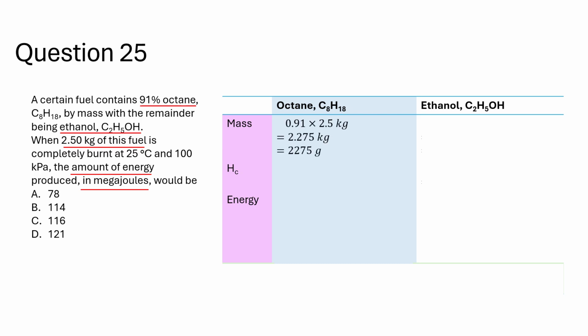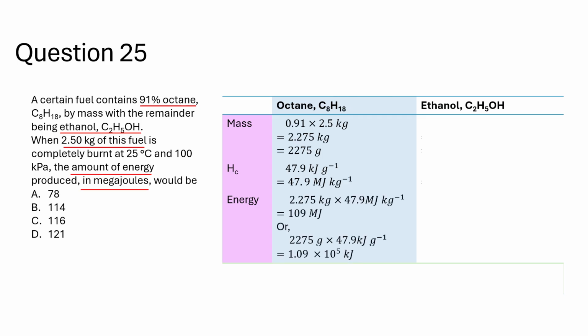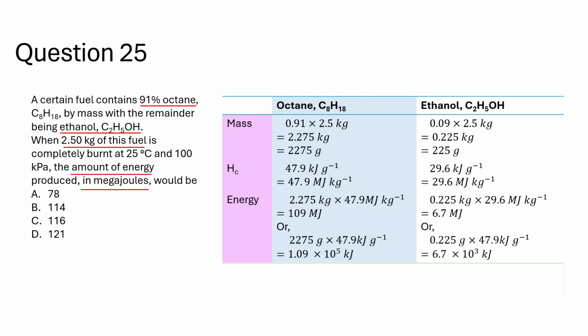1. Energy released by the octane component. The mass of octane is equal to 91% of the total fuel mass, 2.50 kilograms. The energy released by octane is calculated by multiplying its mass by its specific heat of combustion, 47.9 kilojoules per g. 2. Energy released by the ethanol component. The mass of ethanol is equal to the remaining 9% of the total fuel mass. The energy released by ethanol is calculated by multiplying its mass by its specific heat of combustion, 29.6 kilojoules per g.